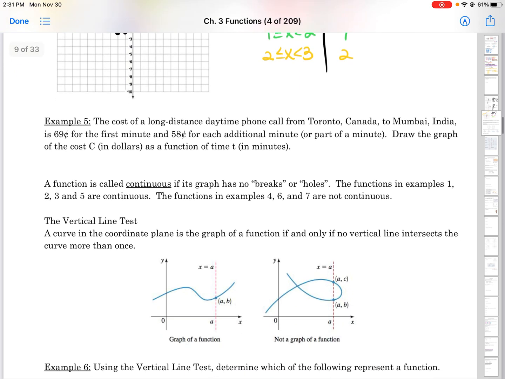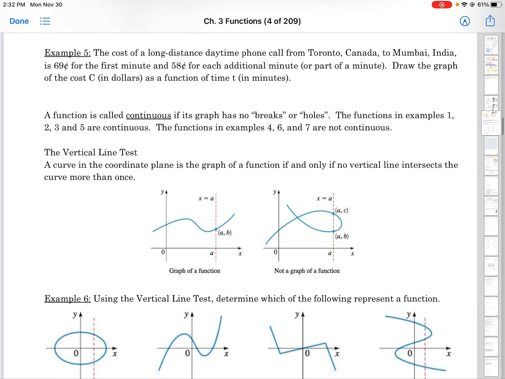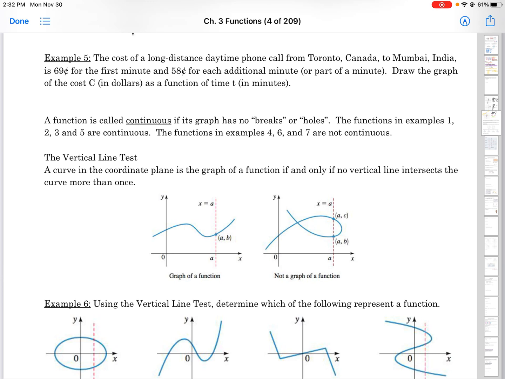Next one is going to be a real life example of a step function. The cost of a long distance daytime phone call from Toronto, Canada to Mumbai, India is 69 cents for the first minute and 58 cents for each additional minute or even part of a minute. So if you go a second over, now you're going to spend more money. Draw the graph for the cost C.